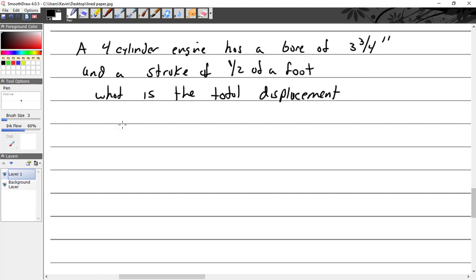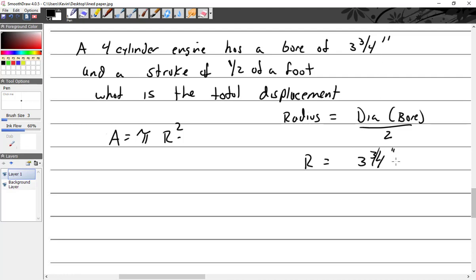We take 3 3/4. What's the first step we want to do? Find radius, because we're working on finding the area equals pi times the radius squared. So what is my radius? Radius equals diameter, or bore, divided by 2. So the radius equals the diameter, which is 3 3/4 inches, divided by 2.